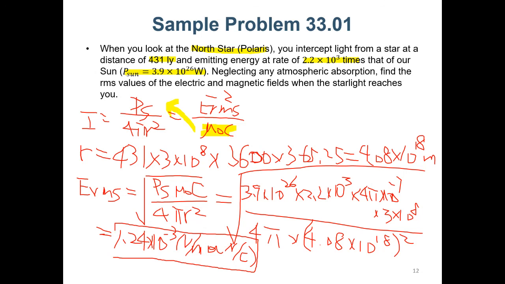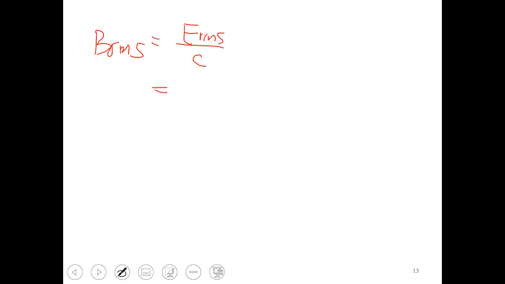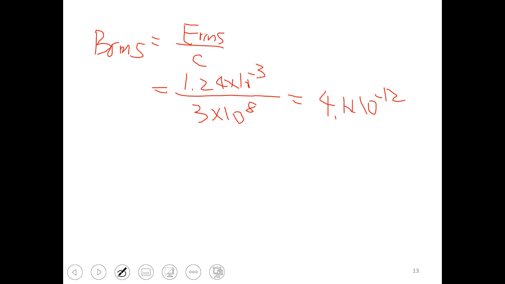This is one of the answers, and the other one, B RMS, should be E RMS over C, which is 1.24 times 10 to minus third power over 3 times 10 to 8, which is 4.1 times 10 to minus 12 Tesla. So that is the second answer.